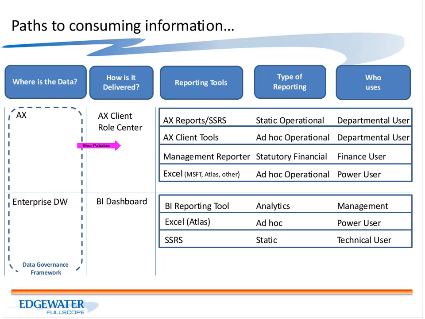You have AX client tools. There are different AX client tools that are available, especially in 2012, that allow you to create lists and do other things, even the grid. I would argue that the grid is a form of BI and allows you to kind of slice and dice information. And again, it's delivering information in a different way to you for ad hoc, kind of operational reporting.